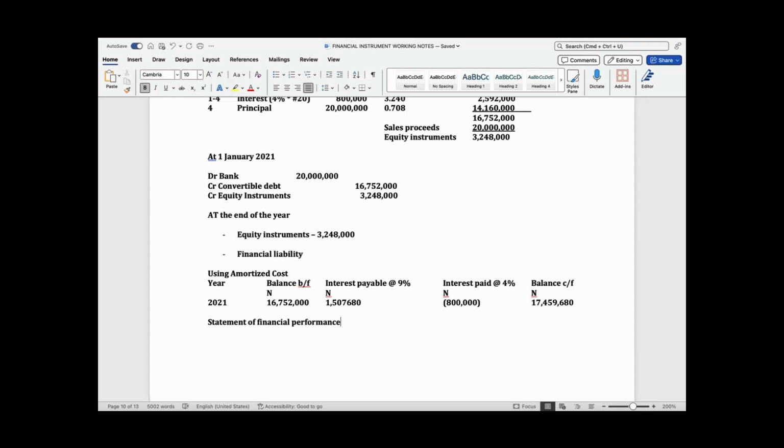So IFRS 18 has come to replace IAS 1. IFRS 18 was issued in 2024. It becomes mandatorily applicable from 2027, and early adopters can start from 2025. But since you have to present your financial statements from 2027 using IFRS 18, and any new standard is applied retrospectively, that means the comparative information, which is the 2026 accounts, must be prepared in accordance with IFRS 18.